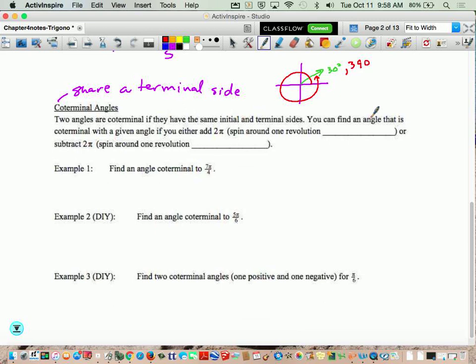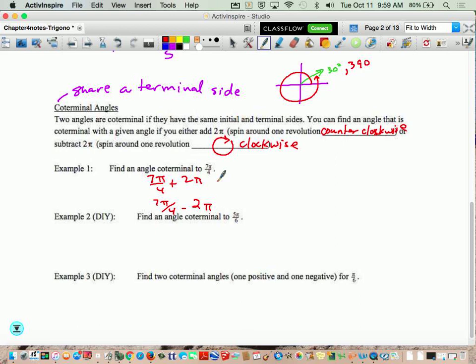You can find an angle that is coterminal with a given angle if you either add 2 pi, spin around 1 revolution, we're looking for counterclockwise here, or subtract 2 pi if you go in the clockwise direction. Just talking about positive or negative angles. So to find a coterminal with 7 pi over 4, one of the suggestions is I would just stay in radian mode. So I can take 7 pi over 4 and add 2 pi, or I can take my 7 pi over 4 and subtract 2 pi.